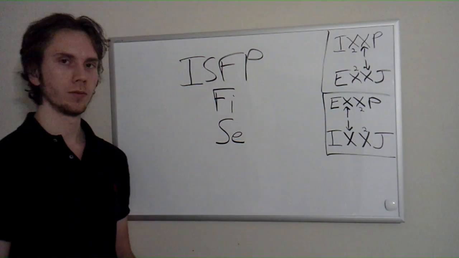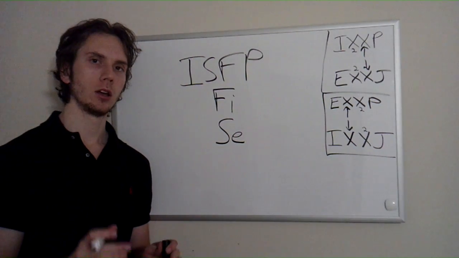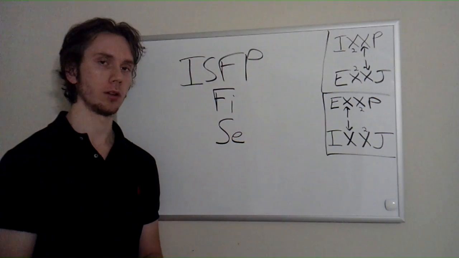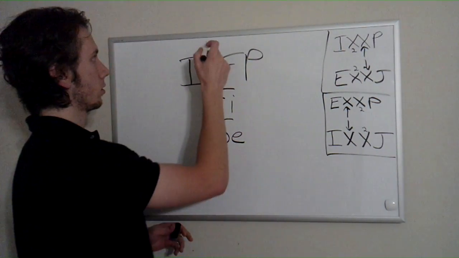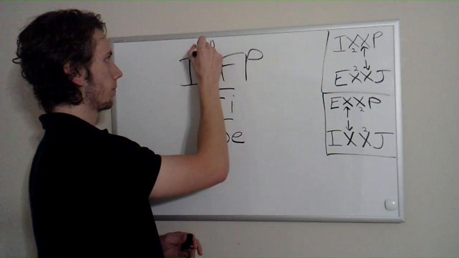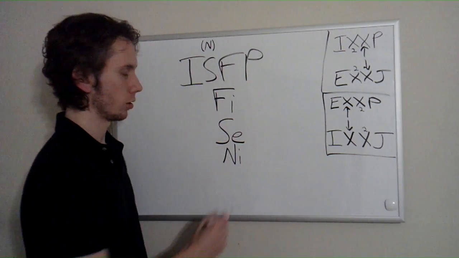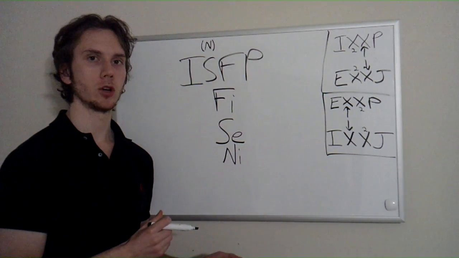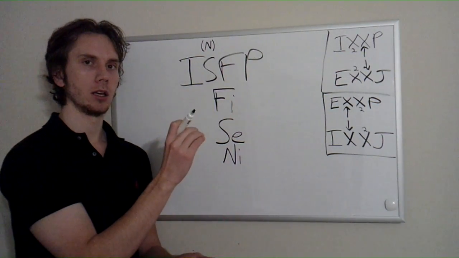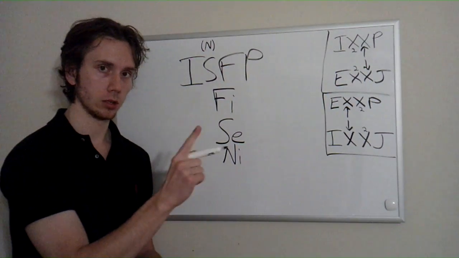So now, to get our third cognitive function, we're going to look at the function that can be in the second position, but is not. This is only one cognitive function, and it is intuition. So introverted intuition will be our third cognitive function. To get our last cognitive function, we're going to go back over to the third position and look at the function that can be in that position, but is not in that position. That's only one cognitive function as well, thinking.